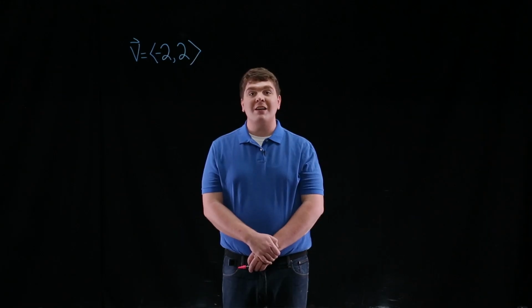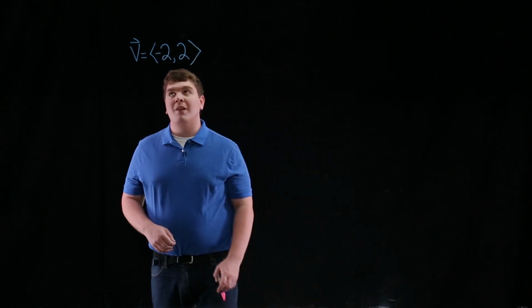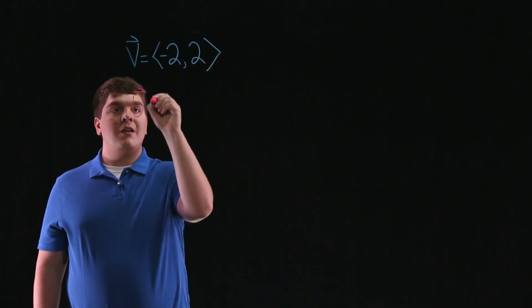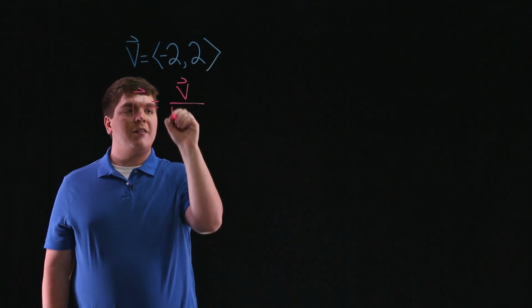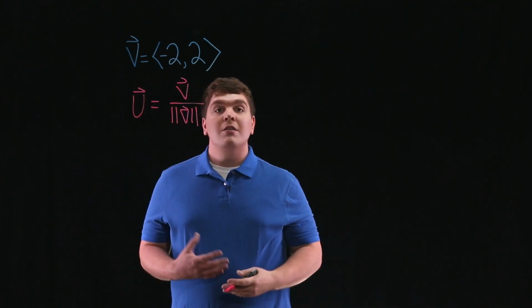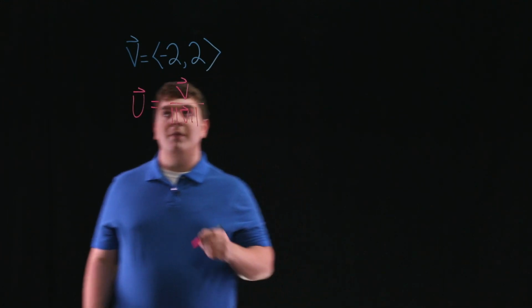For this problem, we're asked to find a unit vector with the same direction as the vector v. Let's recall that we can find a unit vector by finding the vector v divided by the magnitude of the vector v. So since we already know what v is, let's begin by finding the magnitude of v.